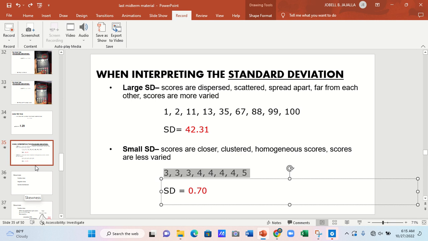Okay? So again we have the preceding measures of central tendency, the mean, median, and mode, and then the measures of variability, the range, the quartile deviation, and then the standard deviation.